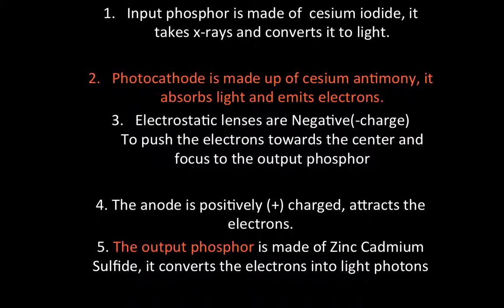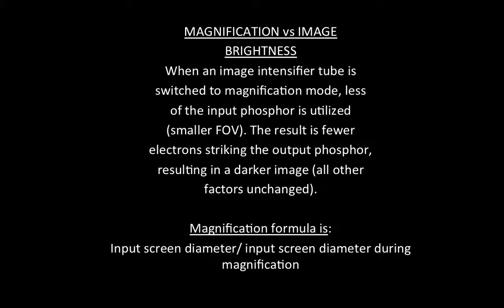Then it goes into the photocathode, which is made up of cesium antimony. It absorbs light and emits electrons. The electrons travel through the image intensifier up to the anode through the electrostatic lenses, which are negatively charged and push the electrons towards the center and towards the anode and output phosphor. The anode is positively charged, which leads us into the output phosphor, which is made of zinc cadmium sulfide and converts the electrons back into light photons.